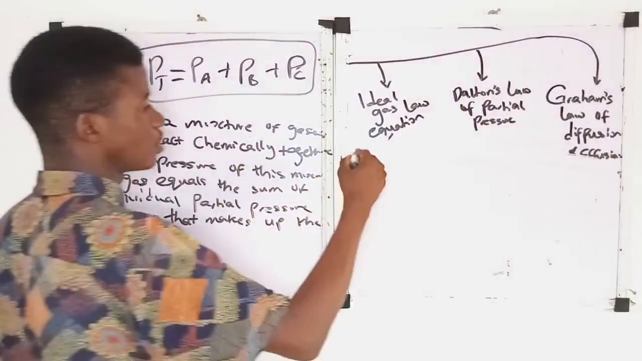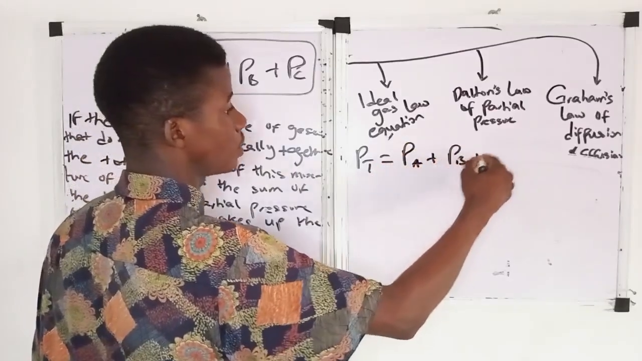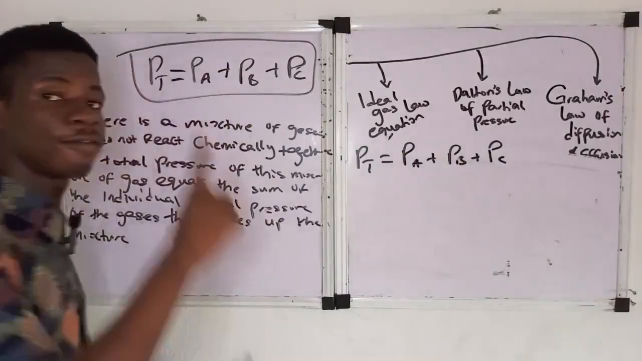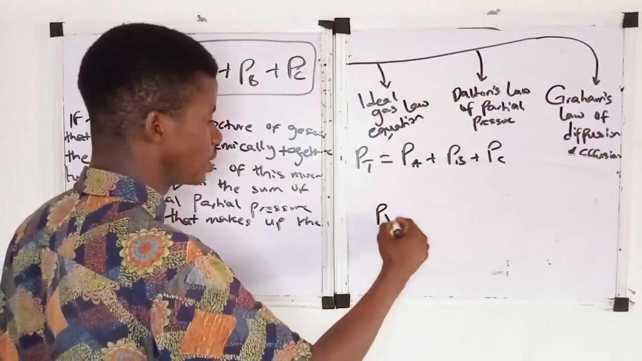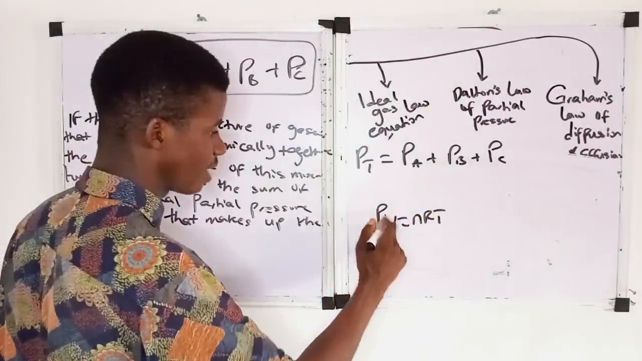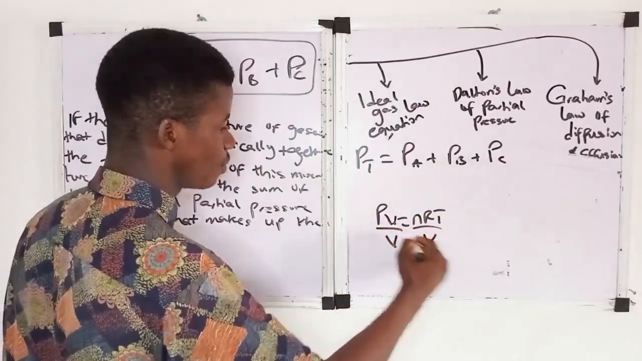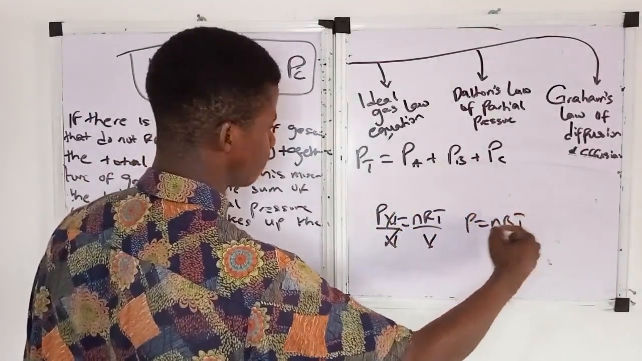So total pressure is equal to what? PA plus PB, then plus what? PC, right? Yes. Now let's go back to the ideal gas law. Remember, the gas law is what? PV is equal to nRT, right? Yes. Now let's make P stand alone. Divide both sides by V, and we have P is equal to nRT over V, right?